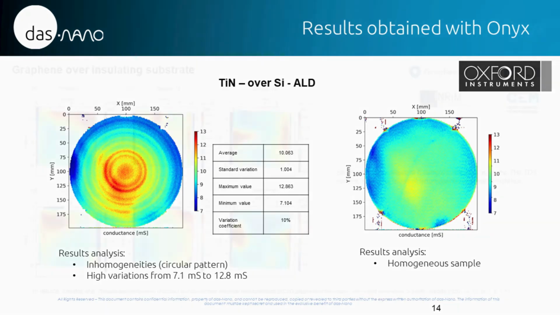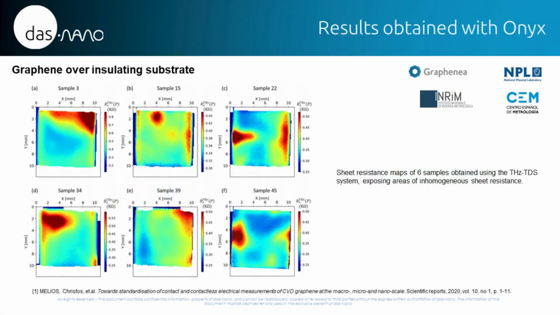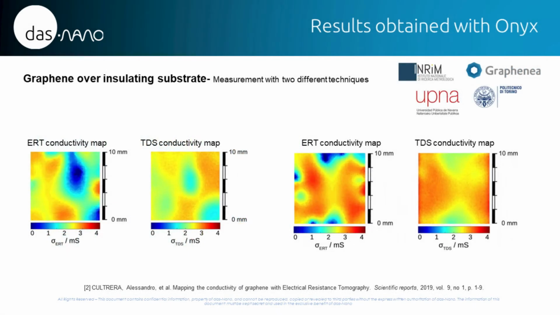Another study of graphene over quartz samples was conducted between several national metrology institutes: INRIM in Italy, CEM in Spain, and NPL in the UK, universities and manufacturing companies. The samples inspected show areas of inhomogeneous sheet resistance. Moreover, a comparative study was carried out with graphene over quartz samples, measured with 2 different techniques: ERT, a variation of the electrical resistance tomography technique, and terahertz TDS using the ONYX equipment.